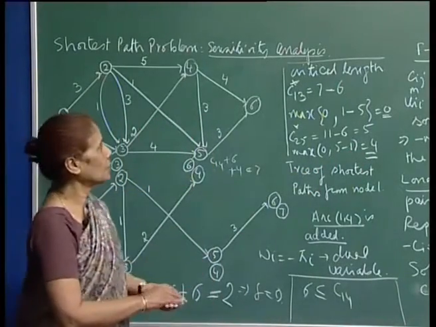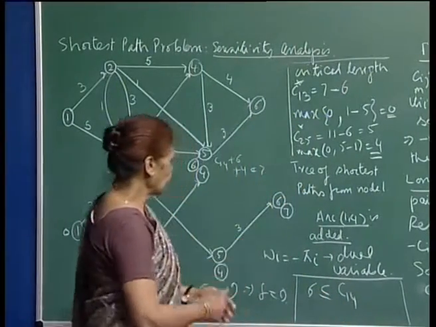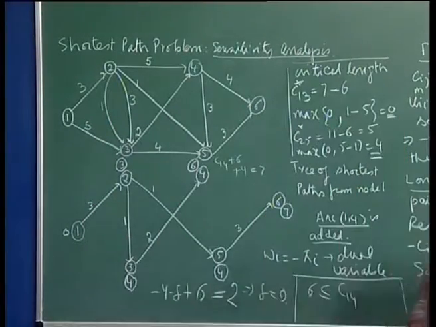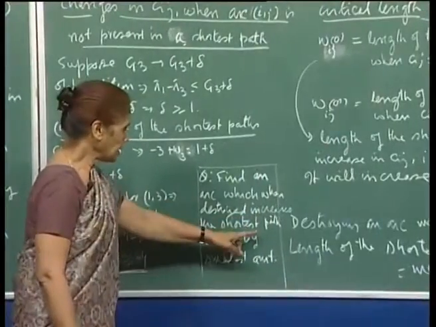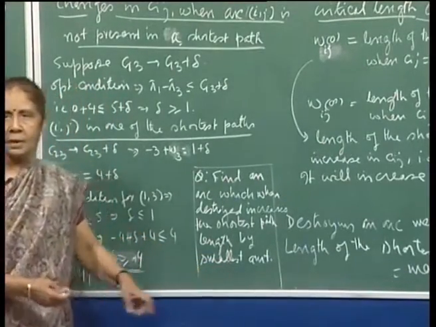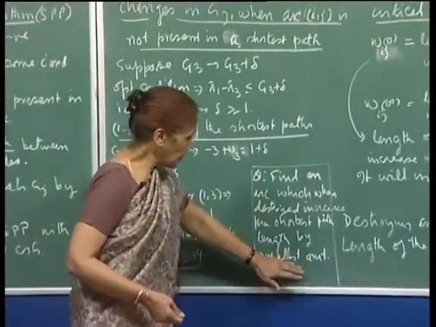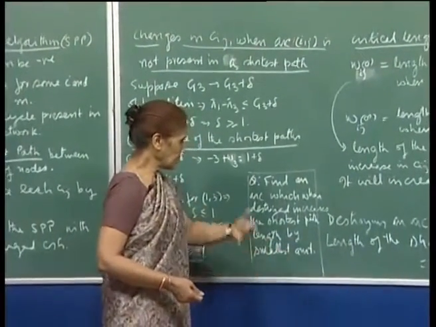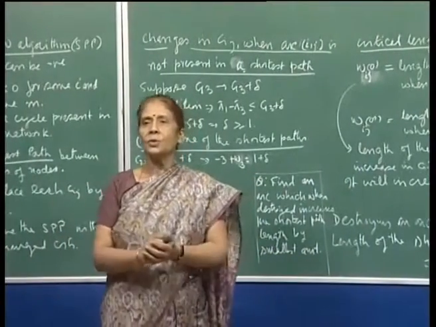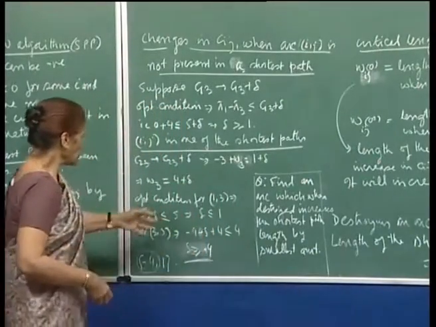Through this analysis you want to ask the question: find an arc which, when destroyed, increases the shortest path length by the smallest amount. Or the opposite question can also be asked: destroying which arc gives the maximum increase in the shortest path, and so on. These kinds of questions can be asked.